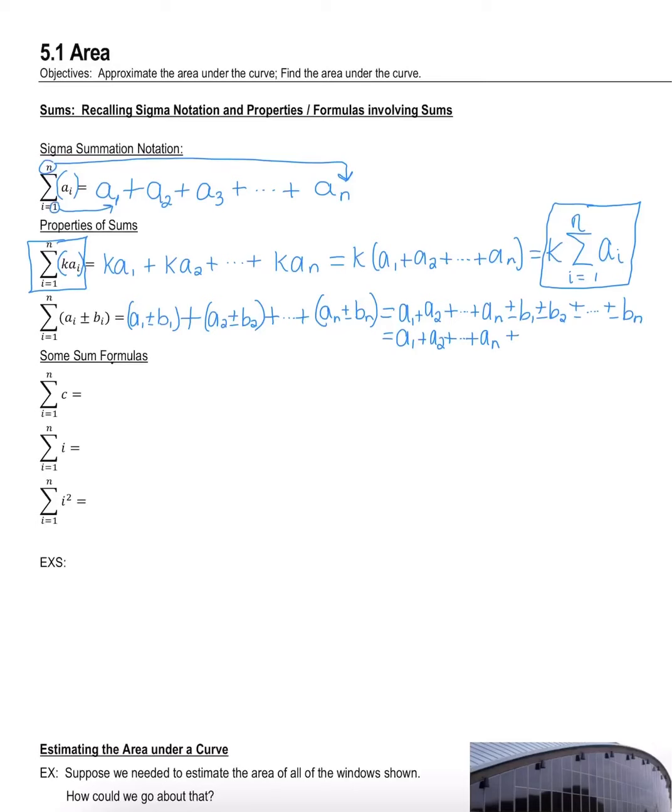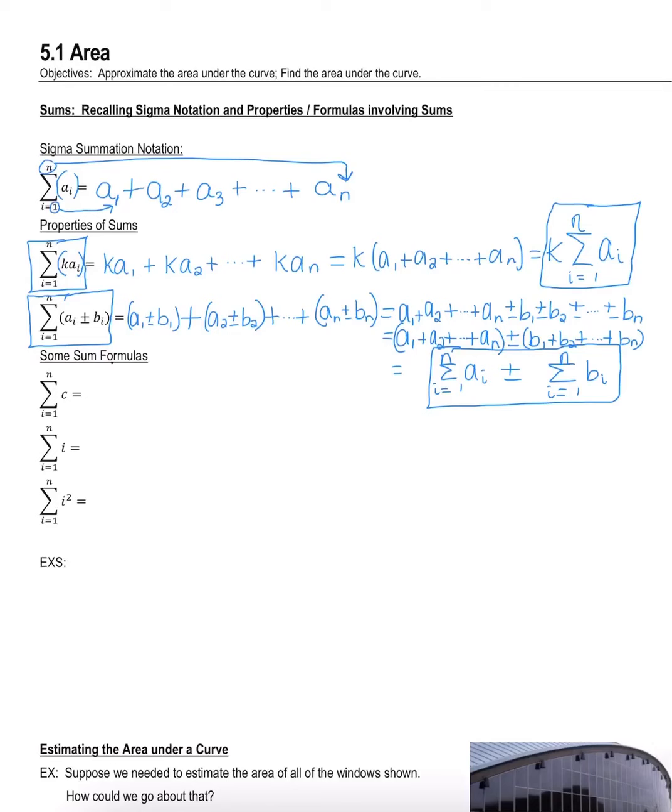So we could say plus or minus, and then we could factor out, if it had been subtraction, the negative from all of those b sub i terms. And then what we really get here is the sum as i goes from 1 to n of a sub i plus or minus the sum as i goes from 1 to n of b sub i. So what this is telling us is essentially we can take a sum term by term.